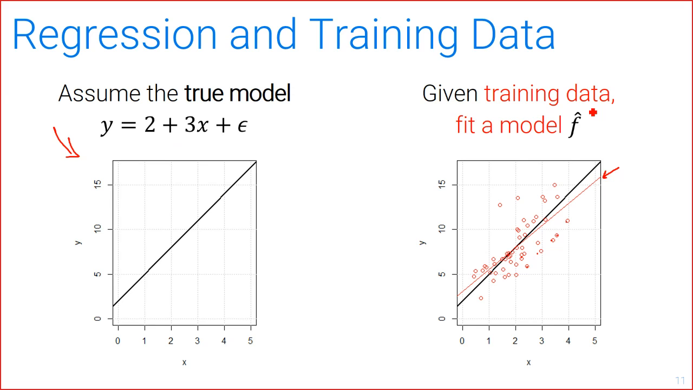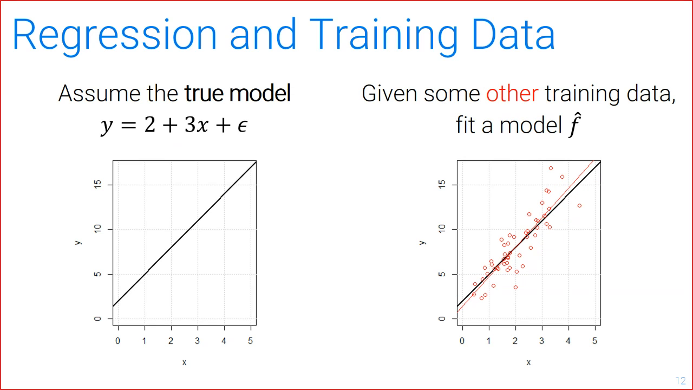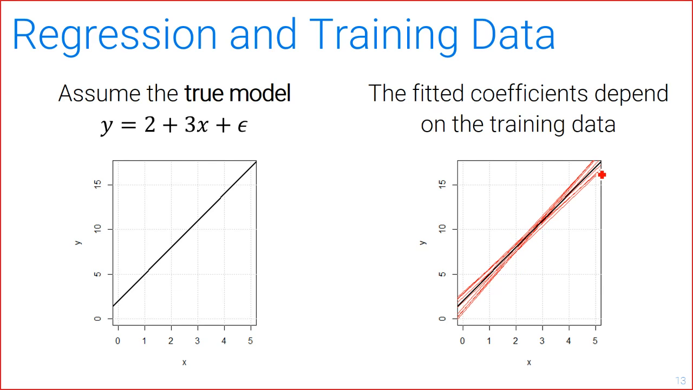And of course, it's not going to be exactly the same model. We know this from the previous lecture. There's going to be some degree of error. If we gather some different training data, then we might have a different estimated model. And in this case, you see the model is a little bit different. This is fine. The fitted coefficients are going to depend on the training data. Which specific model you end up with is going to depend on your data. So here's where the model variance comes from.